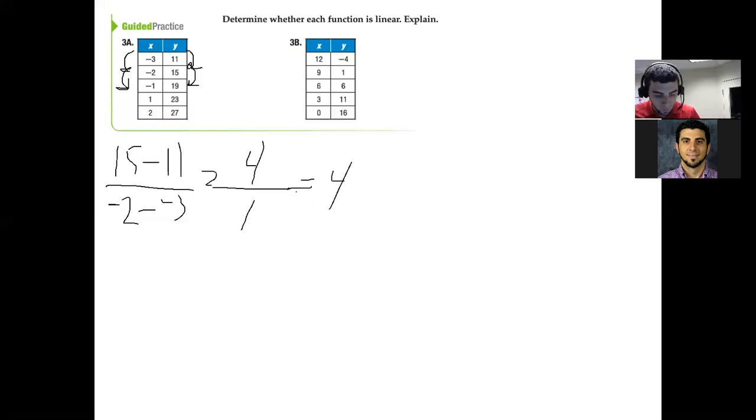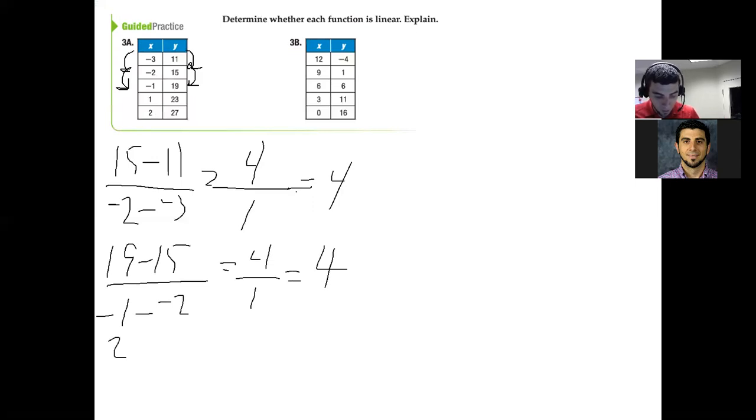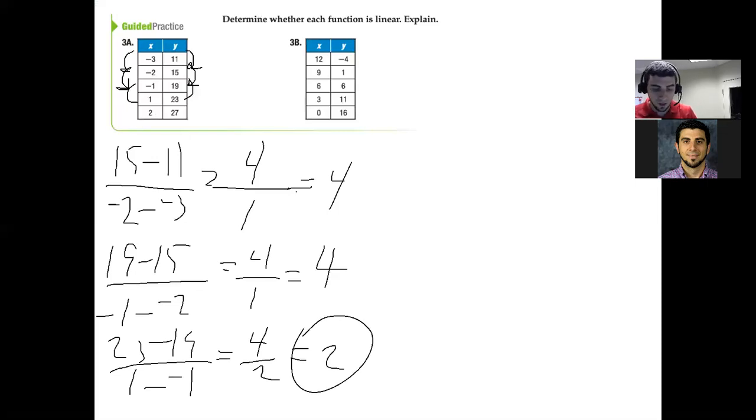Okay, so the next one we would go 19 minus 15 over negative 1 minus negative 2, which gives me 4 over 1, which is 4. And then 23 minus 19 over 1 minus negative 1, 4 over 2, which is 2. So notice that is different than the other one. So no, this one is not a linear function.